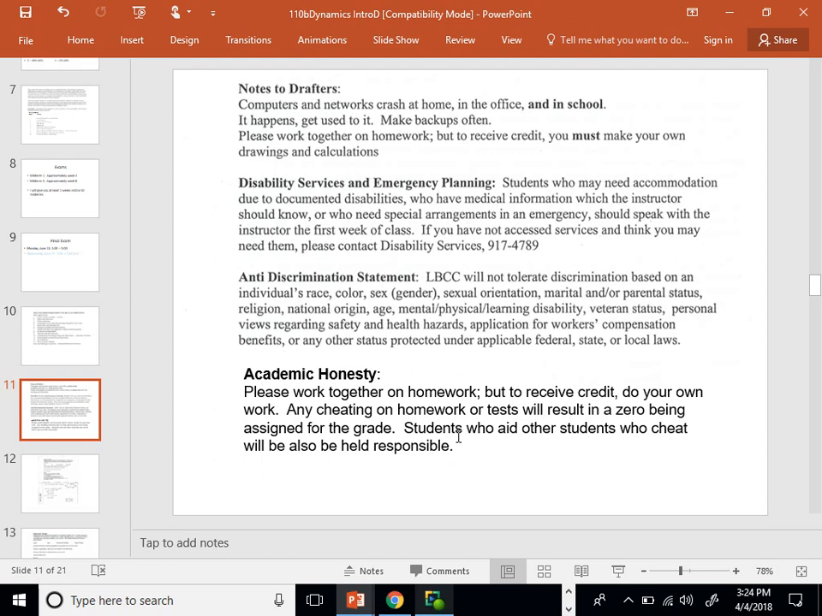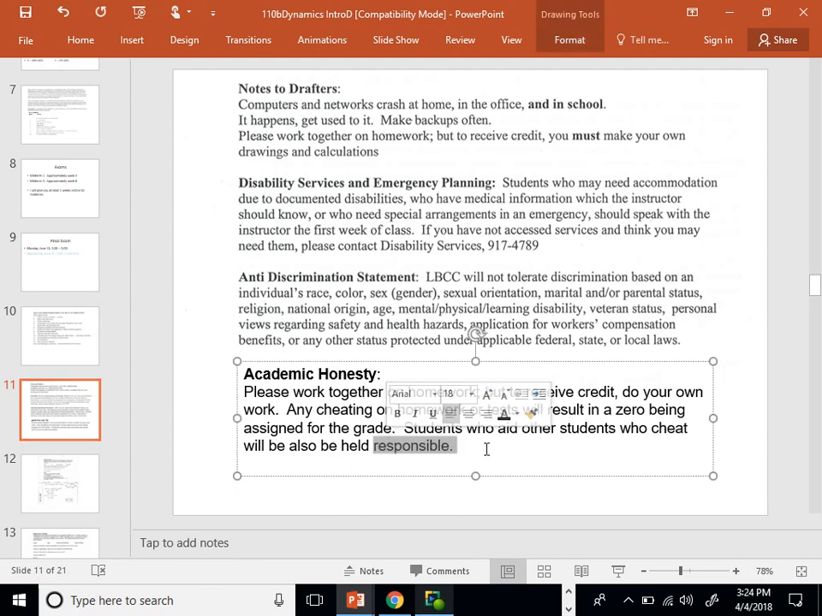We also have an academic honesty policy. Work together on your homework, help each other out, but if you want to receive credit, do your own work, okay? Any cheating on homework or tests, I'll give you a 0 for whatever thing there was any cheating on. Students who aid other students who cheat will also be held responsible, okay? I don't like dealing with that, but when I have to, I do. So just be aware of that policy there, okay?